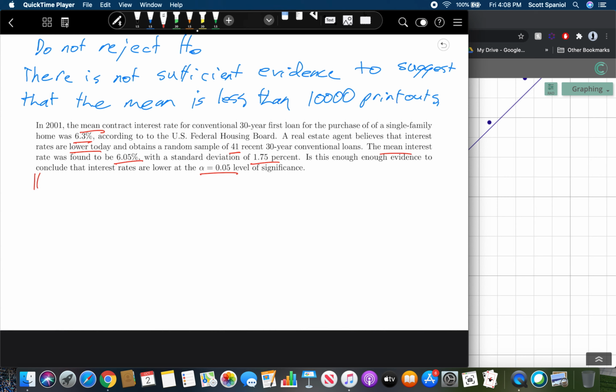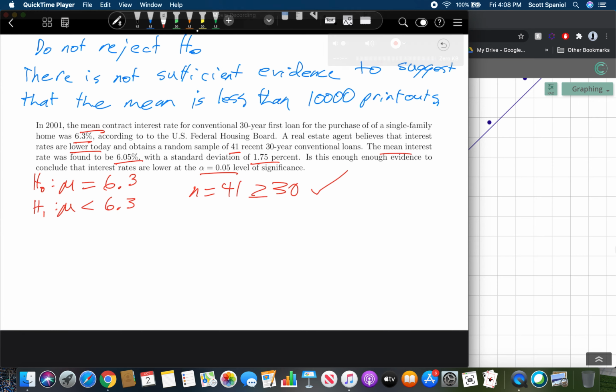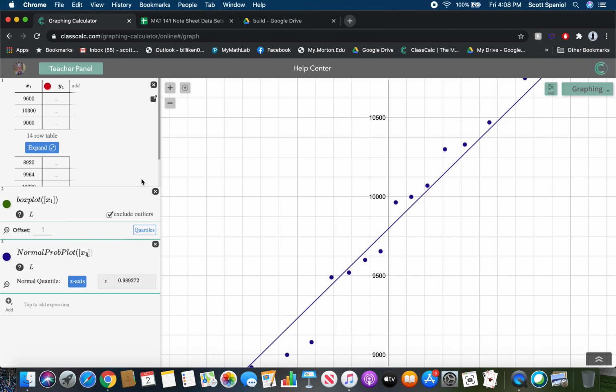Okay, so our hypotheses are here. Notice these are percentages, but they're not treating them as proportions. They're treating them as means, an average as percentages. So these are not proportions. These are means, so we don't have to write them as decimals. So we can say mu is 6.3. And our real estate agent thinks they're lower today, so mu is less than 6.3. And so now our sample size is 41, which is greater than or equal to 30, so we can do a t-test.